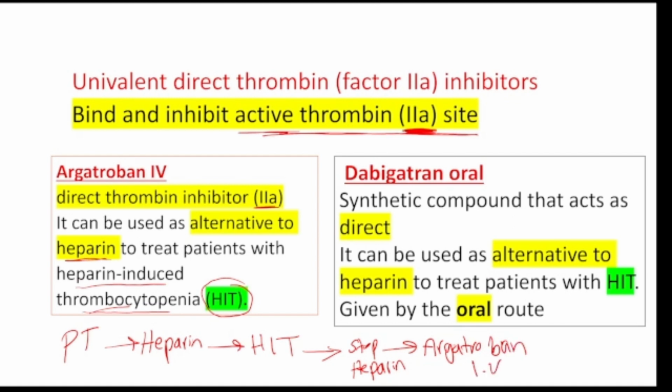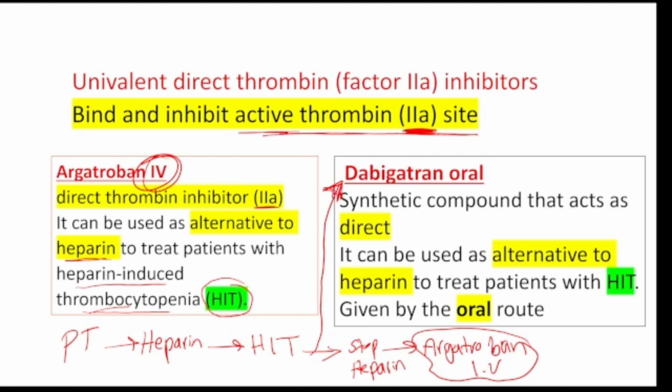Argatroban is prescribed IV. Now, if the patient is discharged from the hospital and you are going to put the patient on something oral, the drug will be dabigatran. So dabigatran is for the patient after discharge, and argatroban is for the patient in the hospital. When the patient is discharged from the hospital, we need to prescribe an anticoagulant. The drug will be dabigatran.